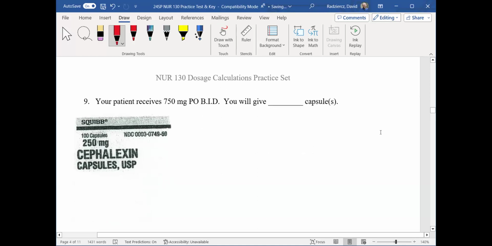Then this one, as an oral medication, 750 divided by 250. So you're just administering 3 capsules.